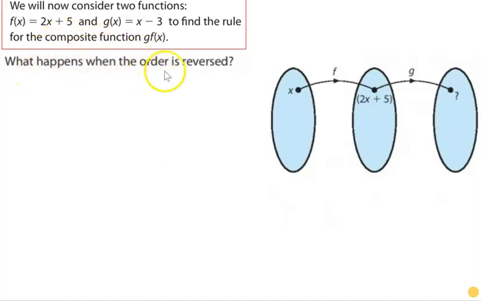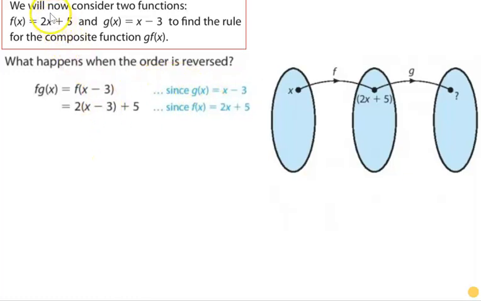What happens when the order is reversed? If we did f after g of x, that would be f of x minus 3, because g of x is equal to x minus 3. Then we would take the function 2x plus 5, replace that x with brackets, and put x minus 3 into the brackets. So we would have 2 times x minus 3 plus 5, which gives us 2x minus 1, because 2 by x is 2x, and 2 by minus 3 is minus 6, and minus 6 plus 5 is minus 1. So f after g of x is 2x minus 1.